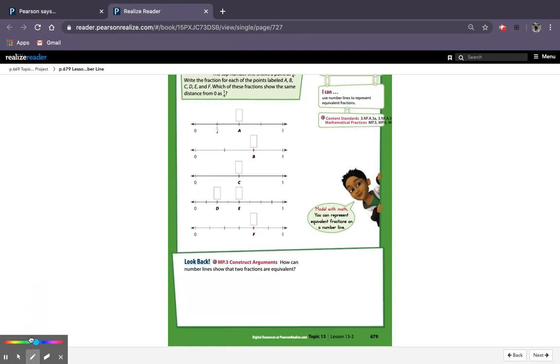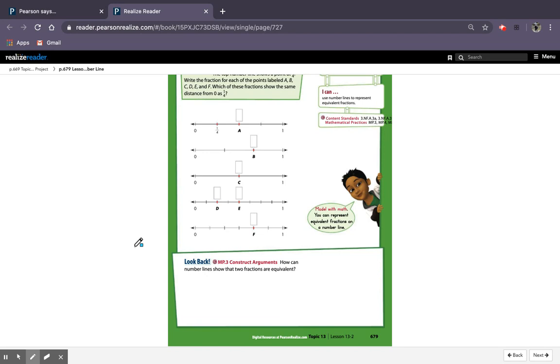Okay, and moving down, I'm going to go to a light blue. How can number lines show that two fractions are equivalent? So how can our number lines up here that we filled in show that they're equivalent? So I'm just going to read my sentence answer. I didn't need my pen for this. And I'll say it 2 times at least.